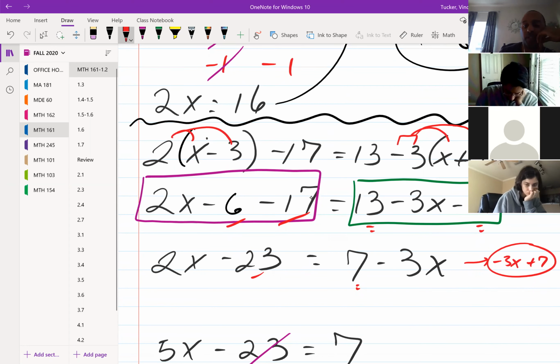So now your goal should be to get all of your terms with x to one side, all of your terms without x to the other. We have 4 different terms here: 2x, -23, 7, -3x. It does not matter which term you move first. As long as you do everything correctly mathematically, you will still get the same answer.